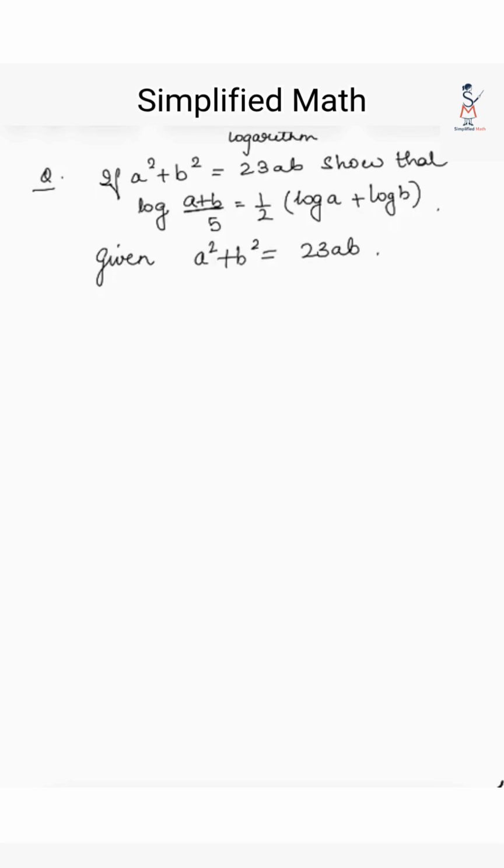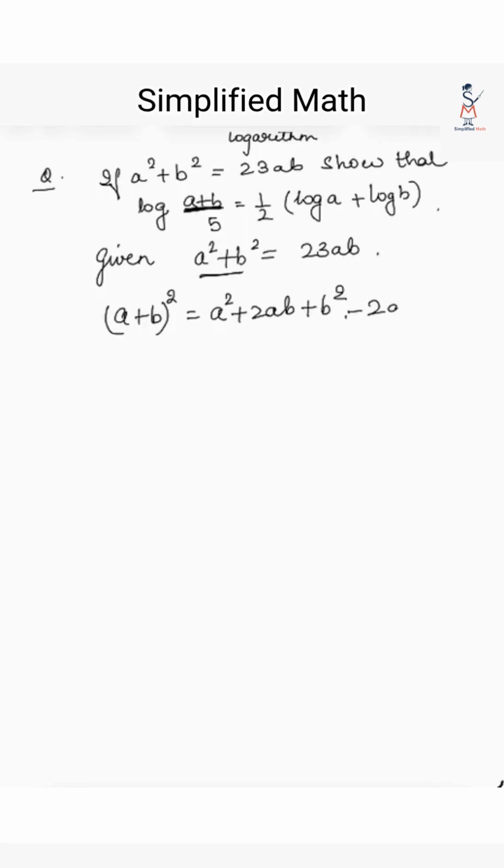And what we have to find? a plus b, we need a plus b here. So my first job will be to put this a square plus b square in terms of a plus b. Now look here, a plus b whole square is what? a square plus 2ab plus b square. I need a plus b, so I have expanded this.